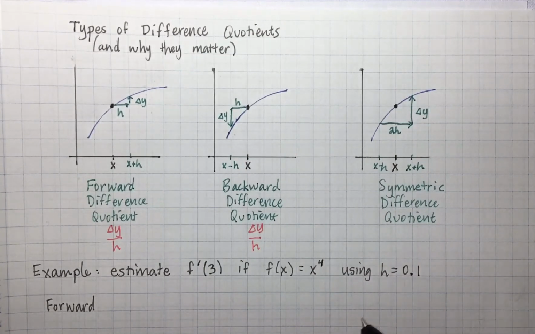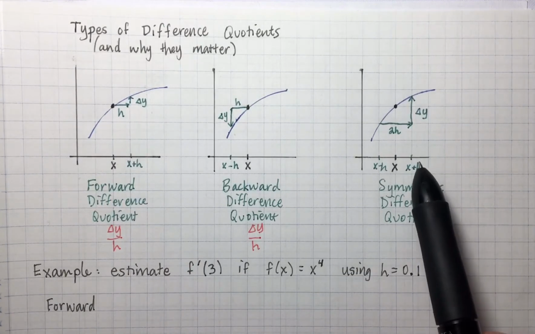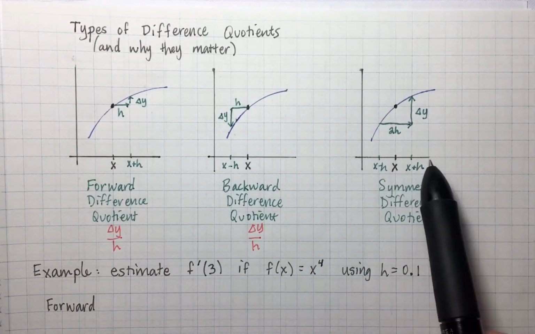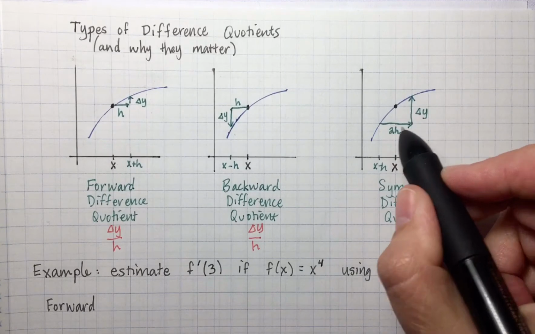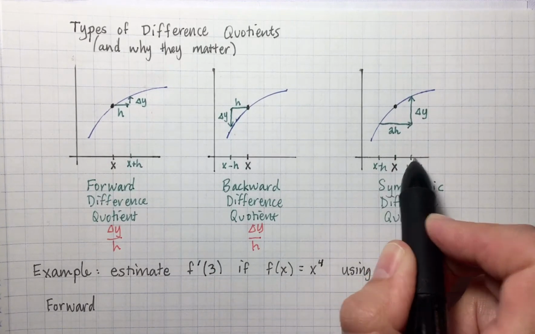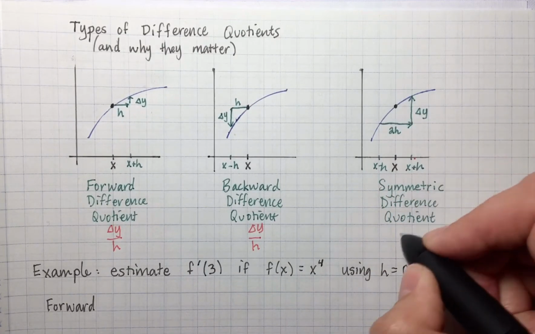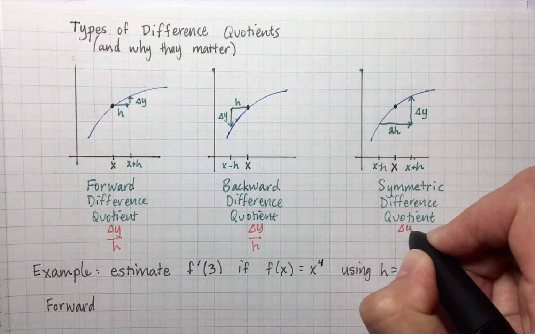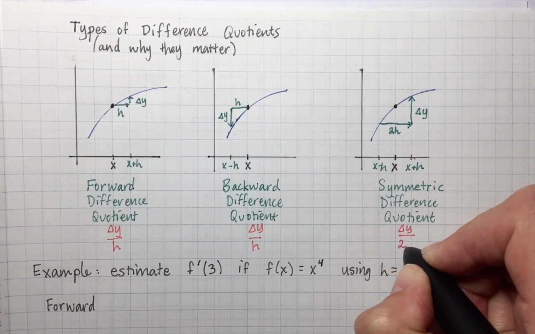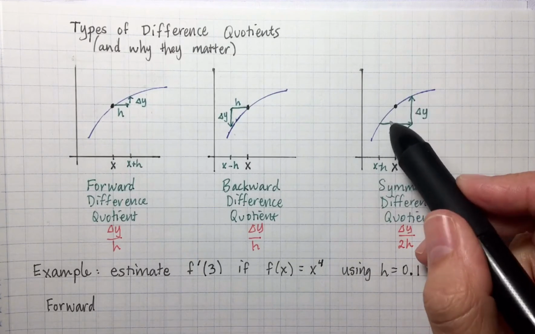The third way is called a symmetric difference quotient, and this is what we actually used when we were working with tables. So you've kind of seen this before. So you have backwards a distance and forwards a distance, and then you have that change in y, and the slope there is going to be a bigger delta y, but it's divided by 2 times our h. And that's called a symmetric difference quotient.